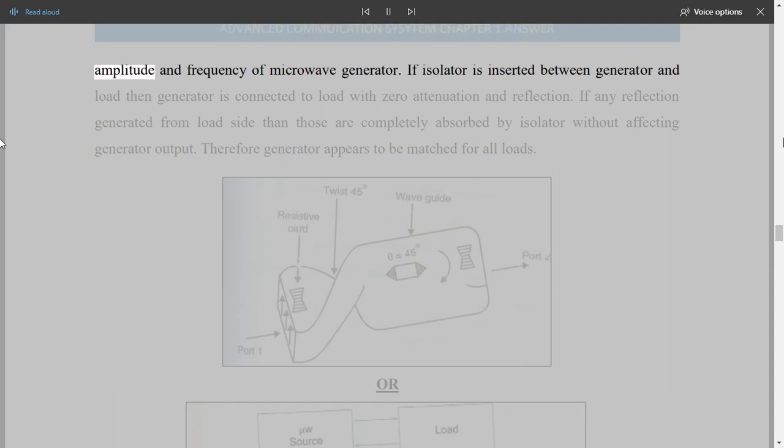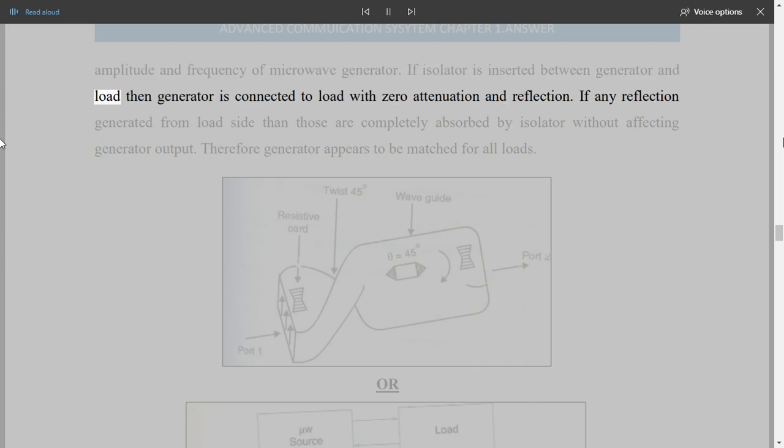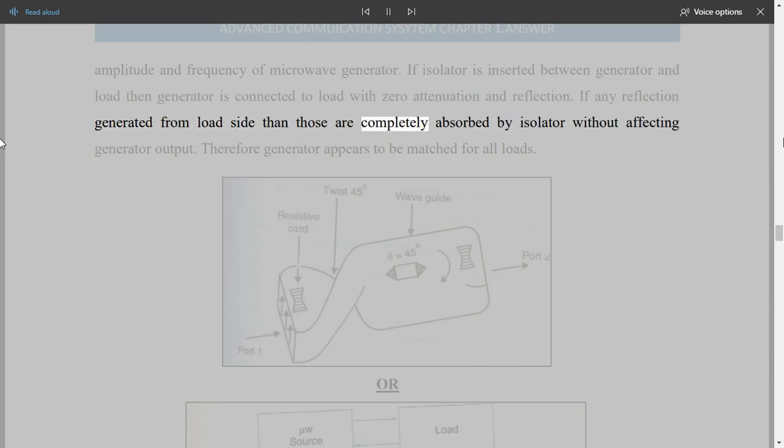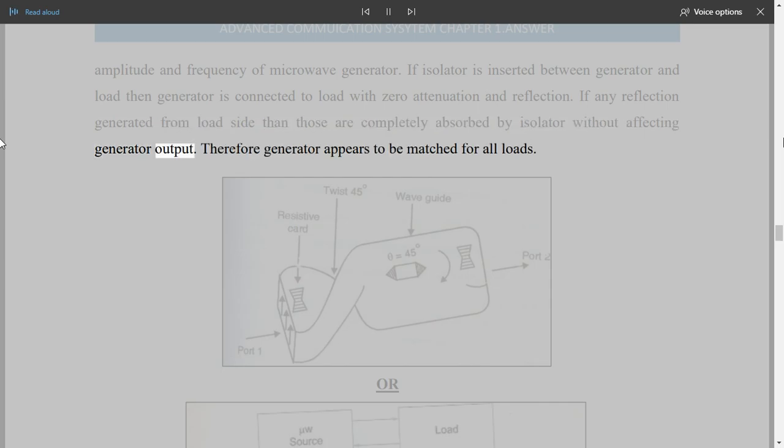amplitude and frequency of the microwave generator. If an isolator is inserted between generator and load, then the generator is connected to the load with zero attenuation and reflection. If any reflection is generated from the load side, then it is completely absorbed by the isolator without affecting the generator output. Therefore the generator appears to be matched for all loads.